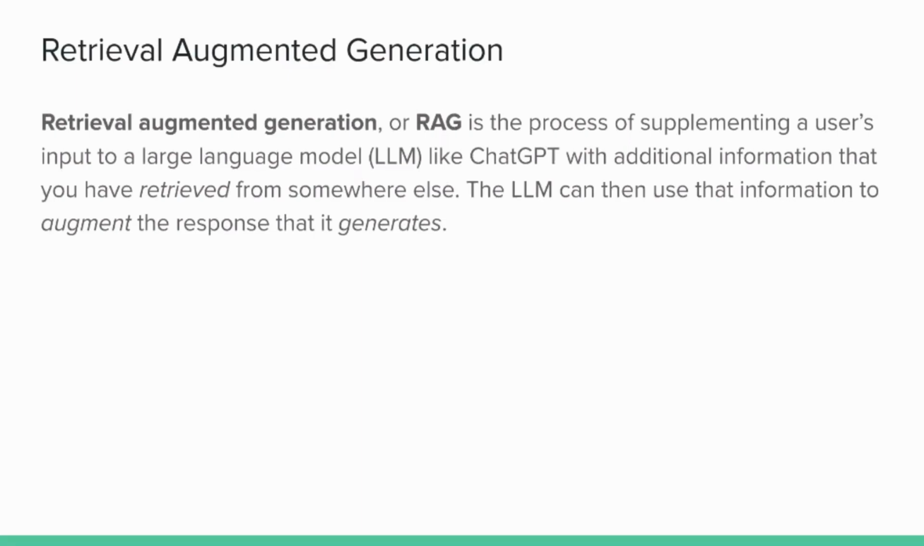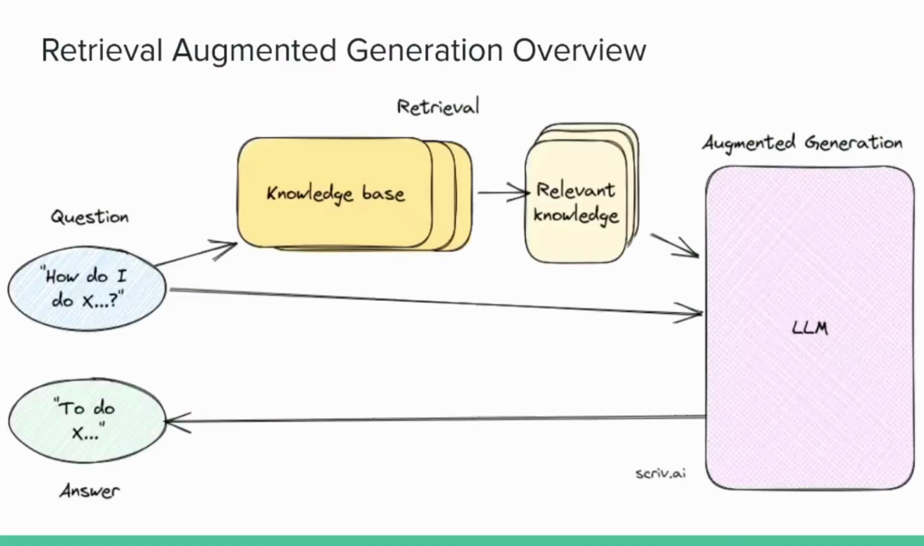Cool. So the way that these work is a process called Retrieval Augmented Generation, which is a bit of a mouthful, and so people often refer to it as RAG. Basically, it's the process of supplementing a user's input to a language model like ChatGPT with additional information that you've retrieved from somewhere else. The language model can then use that information to augment the response that it generates. So that's also a lot of words. It's probably easier to explain in a picture.